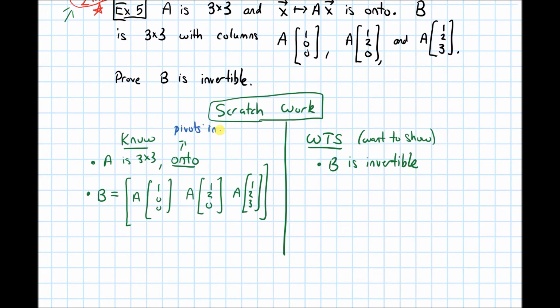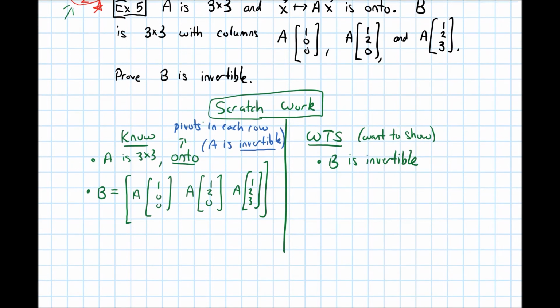Pivots in each row. And if there's pivots in each row and my matrix is square like this, it's 3 by 3, that tells me that A is invertible. That's the invertible matrix theorem. From the fact that A is onto, I now know that A is invertible because it's square. Pivots in each row tells me there's also pivots in each column because, again, it's square. So I know something very concrete about A.